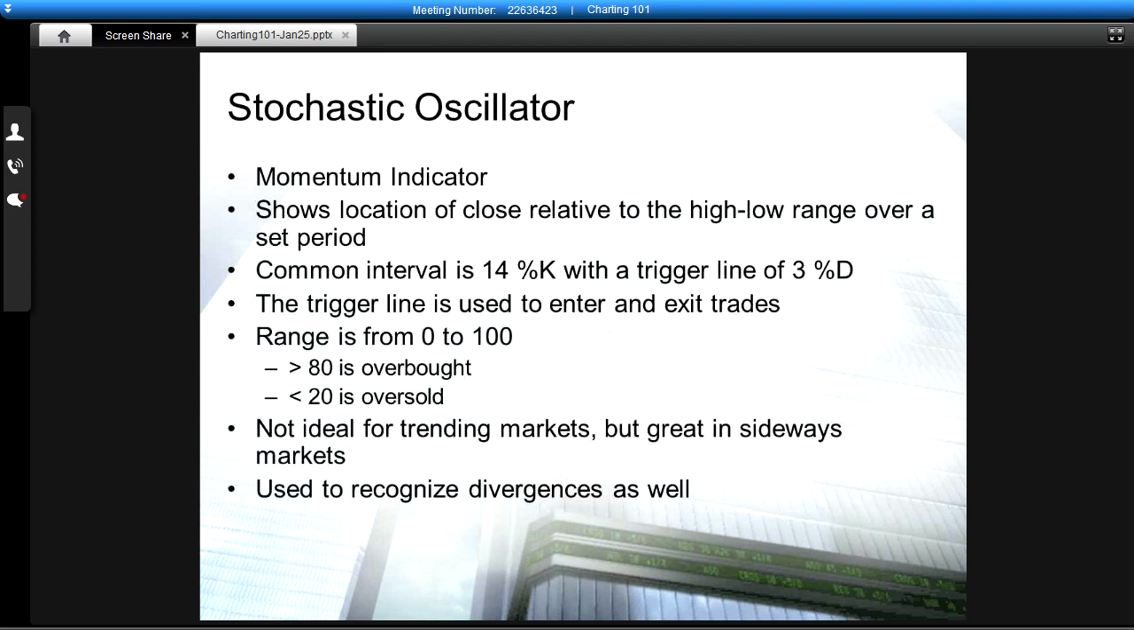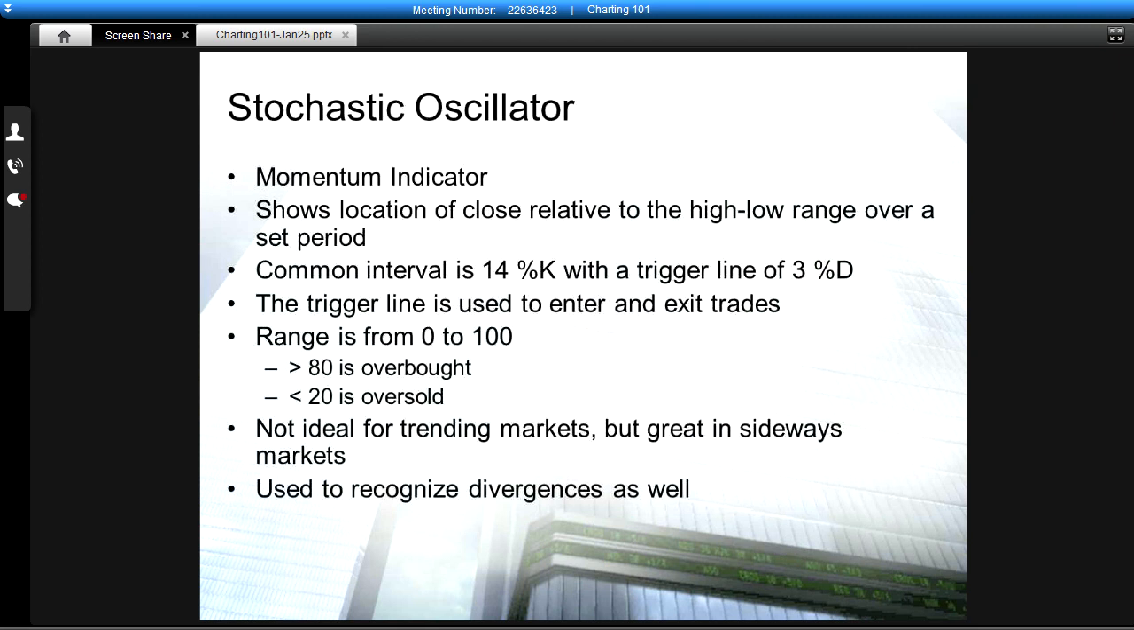So what this means is that it takes the current price of today, subtracts it from both the high and the low, the highest price and the lowest price within the last 14 days, divides the values and multiplies it by 100, and then plots that point. The 3 is the moving average, so it kind of follows the line, but it's off a little bit and represents a trigger line. And that trigger line is used to enter and exit trades.